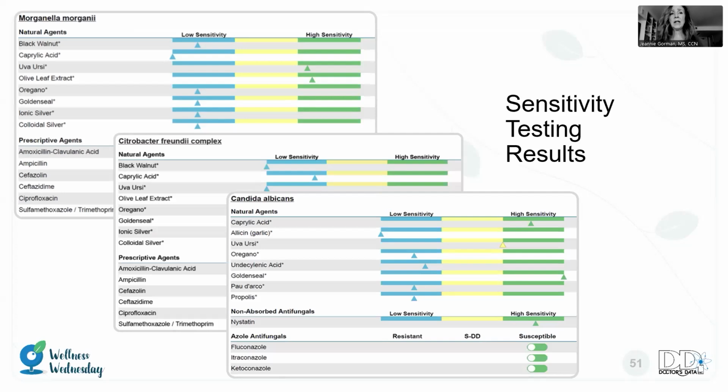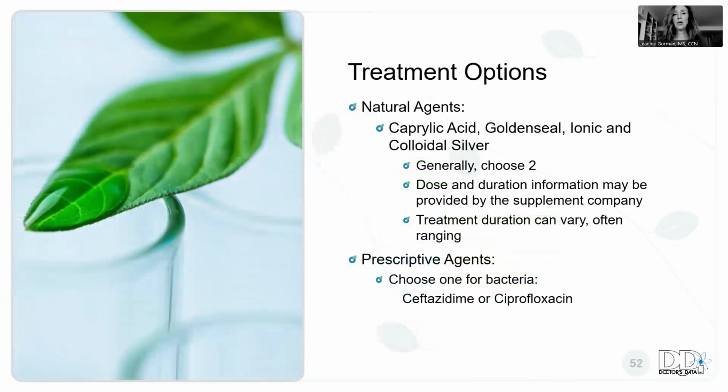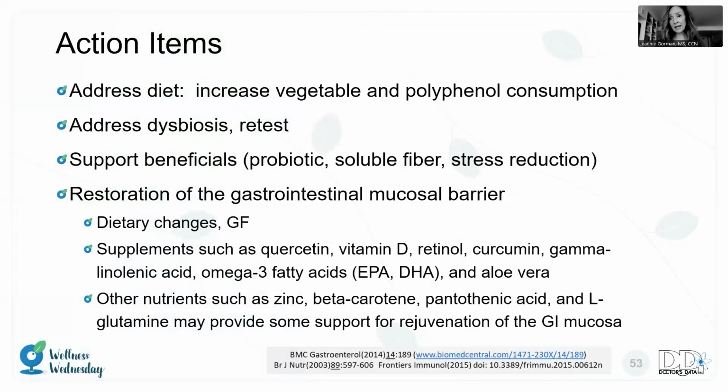The goal would be to find the common denominators across all dysbiotic members that we find, so that, of course, the pill count is lower. Rechecking treatment options in this case, we generally choose 2 naturals. I meant to say 2 natural agents at the same time. Dose and duration should be provided by the supplement company or your guidance, and the treatment. Prescriptive agents, of course, we're only going to choose 1 for bacteria. And then there's an antifungal approach. Nystatin usually works across many species for fungal if you're looking for pharmaceuticals.